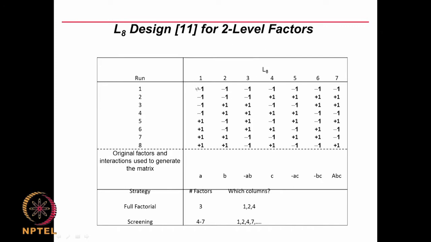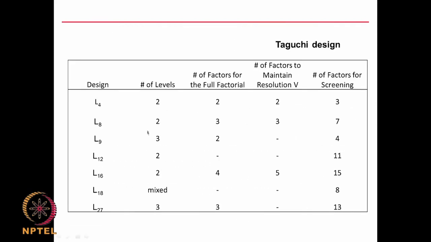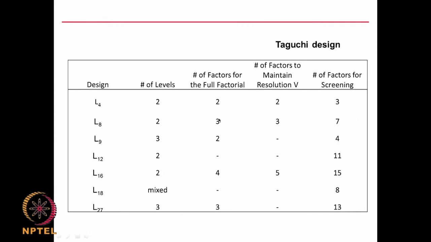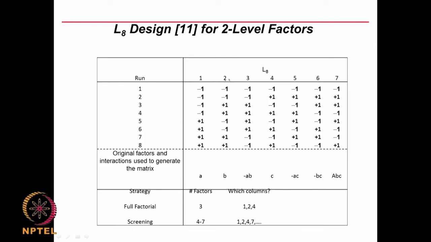So let's look at the L8 design. This is how it looks. Either I can have fewer factors, only 3 factors, then it becomes a full factorial design. That means A, B, C. So this will become A, B, this will become B, C, this will become A, C, this will become A, B, C. Or I can have 7 factors, A, B, C, D, E, F, G. I am doing 8 experiments. It is like your Plackett-Burman design. Notice that even here you will have the balancing, 4 minus and 4 plus. So you should always have a balanced and orthogonal type of behavior.